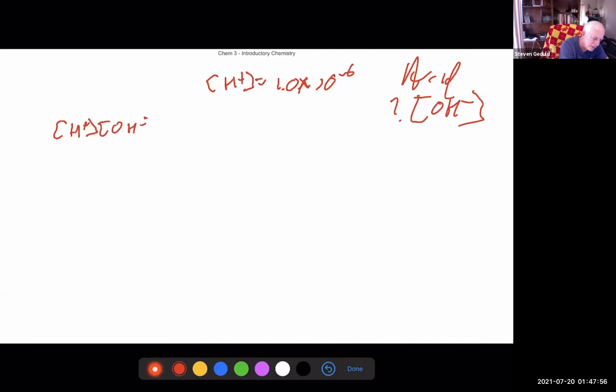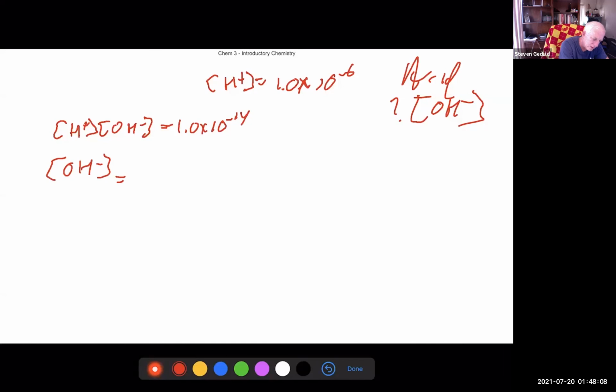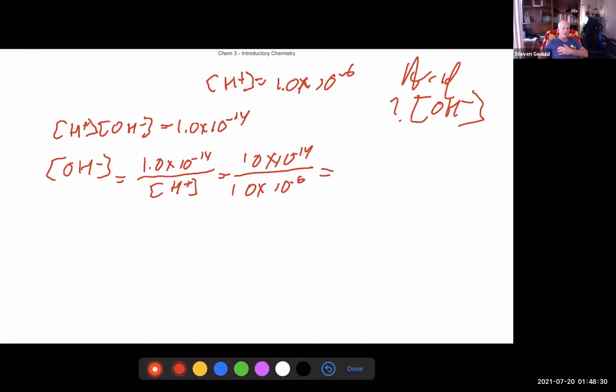H plus times OH minus is always going to equal 1.0 times 10 to the minus 14. So we're looking for OH minus, which equals 1.0 times 10 to the minus 14 divided by H plus. Just rearrange that, right? And we know the H plus concentration. So we got 10 to the minus 14 divided by 10 to the minus 6. We bring the exponent up and change the sign. Minus 14 plus 6 equals what?